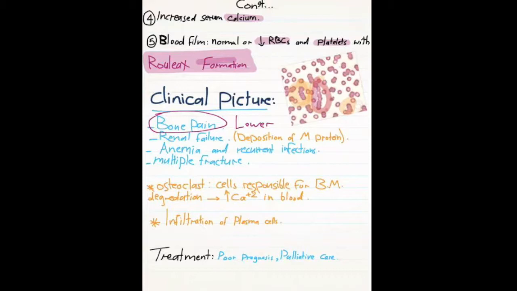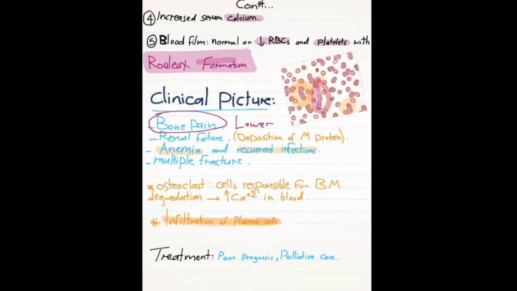Simply because we have infiltration of plasma cells in the bone marrow. This infiltration of plasma cells will occupy more space in the bone marrow, and this will leave a smaller space for the normal cells to form. So it will result in thrombocytopenia and anemia, or also leukopenia, which explains why we have recurrent infections and anemia.